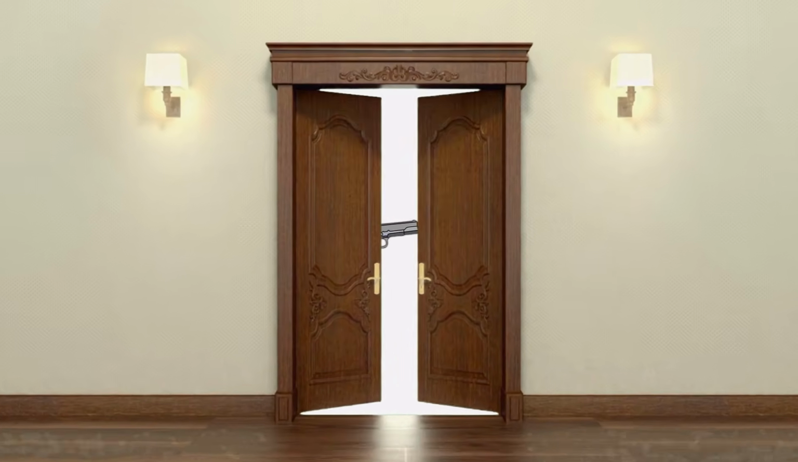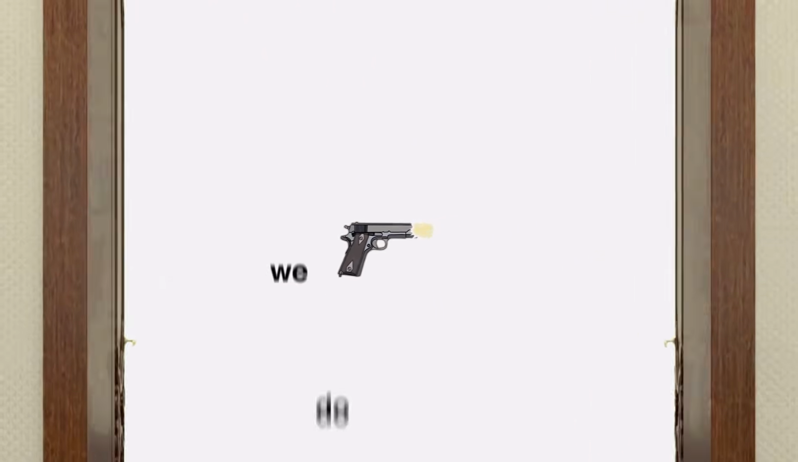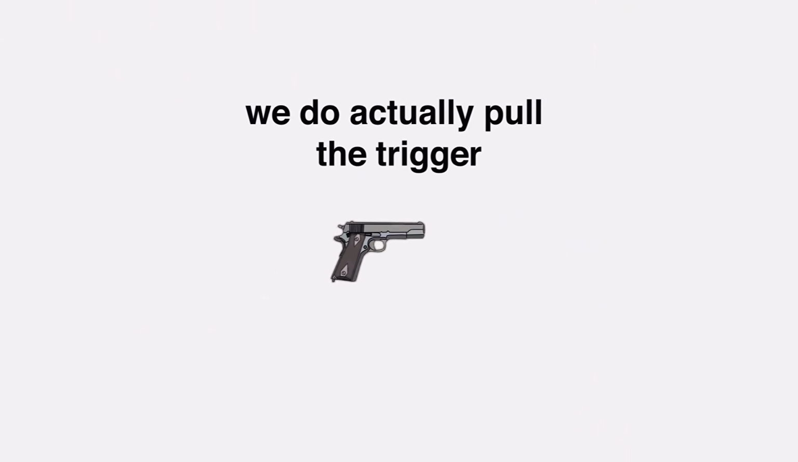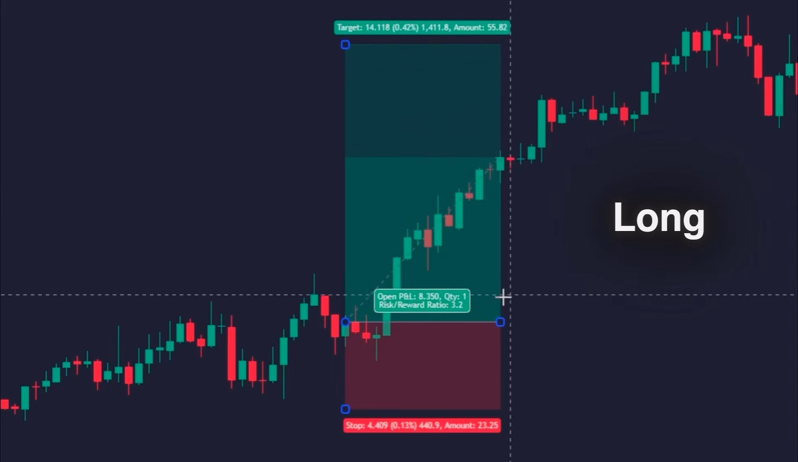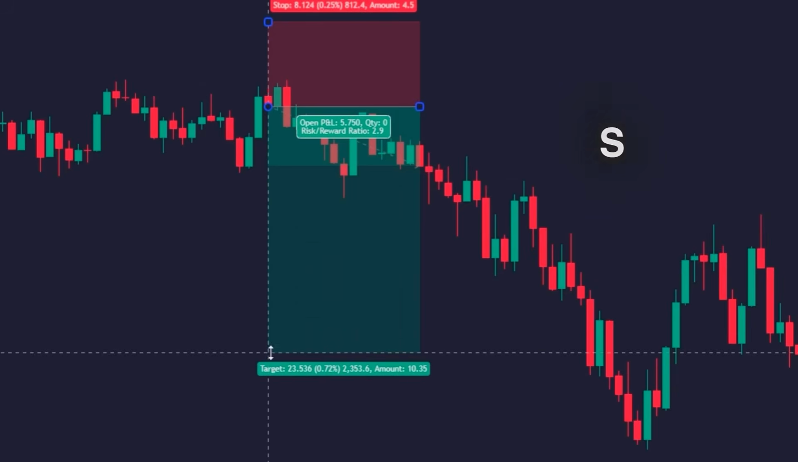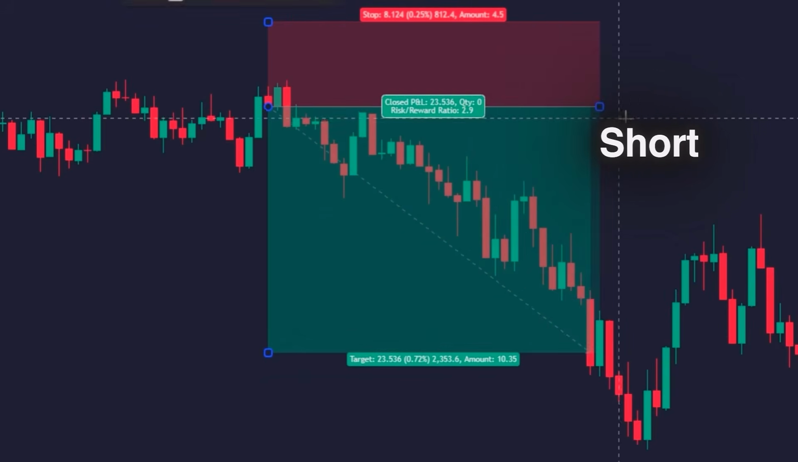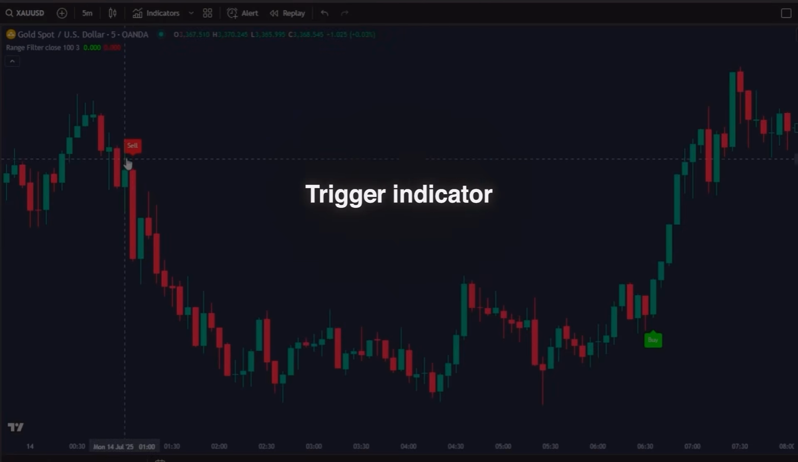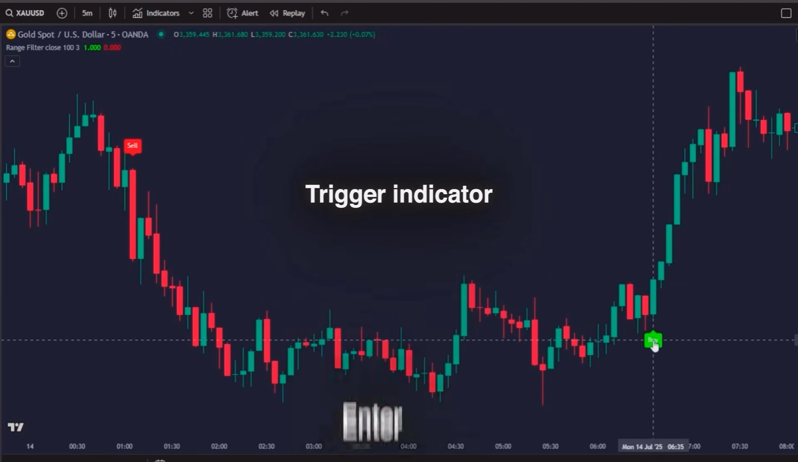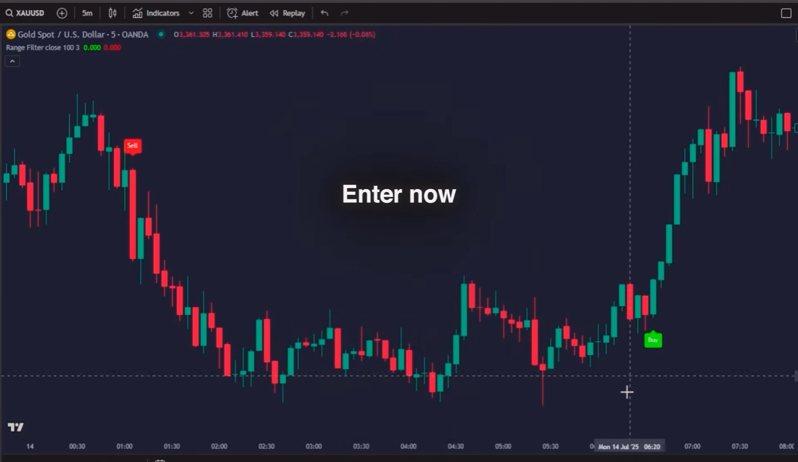To start, let's talk about entry points, the exact moment when we do actually pull the trigger. Whether you are looking to go long, to profit when price moves up, or go short, to profit from a drop, you need a signal that gives you a precise and reliable entry. That's what we call the trigger indicator, the one that tells you without hesitation, enter now.